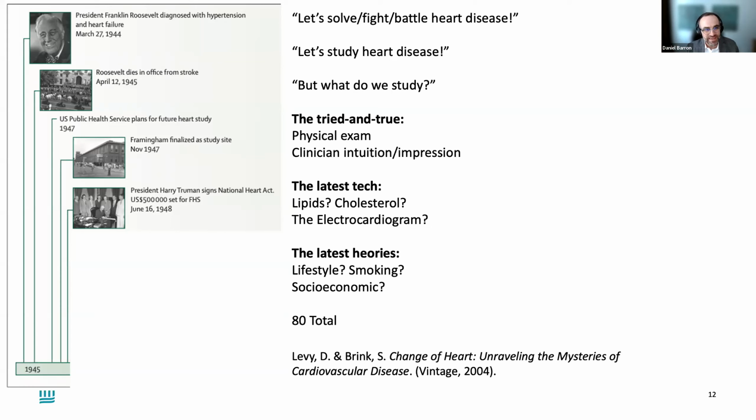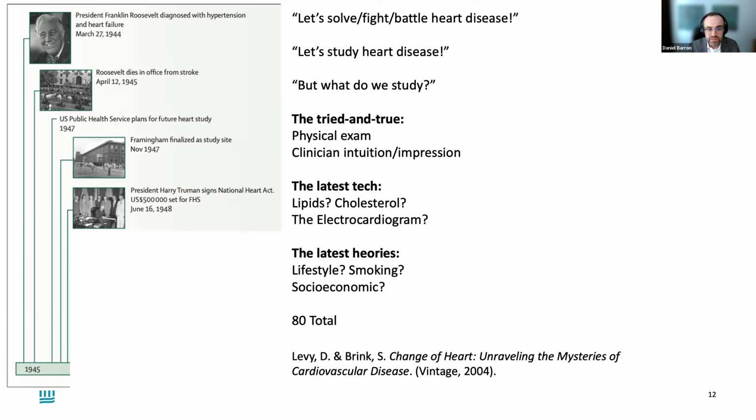And then they had to ask what exactly are they going to study? Because the problem was poorly specified at the time, right? They knew what the outcome of interest was, which was cerebral aneurysm or heart attack, but it wasn't clear what led up to that. So there were tried and true data points, including physical exam, clinician intuition, and impression. They had these really fascinating ideas like lipids, hardening of the arteries, cholesterol. Those were new ideas for the time, really unproven. Even the electrocardiogram had only recently been invented a couple decades before. And so they weren't sure how valuable that would be.